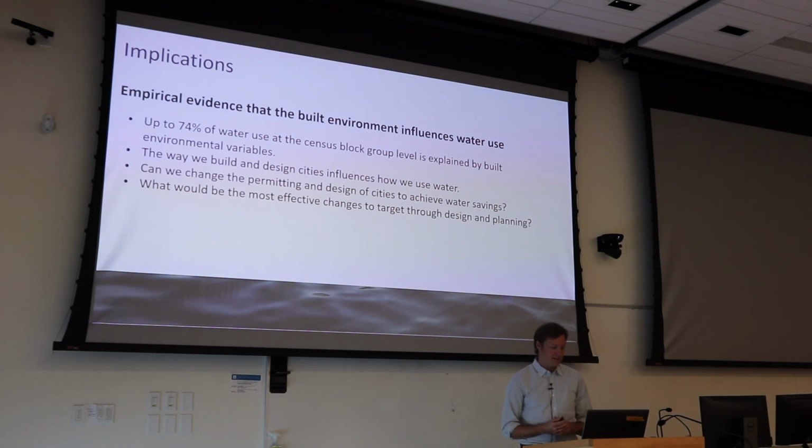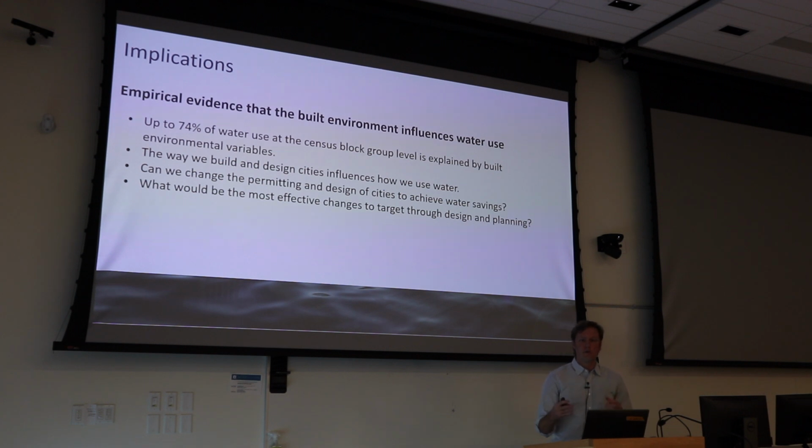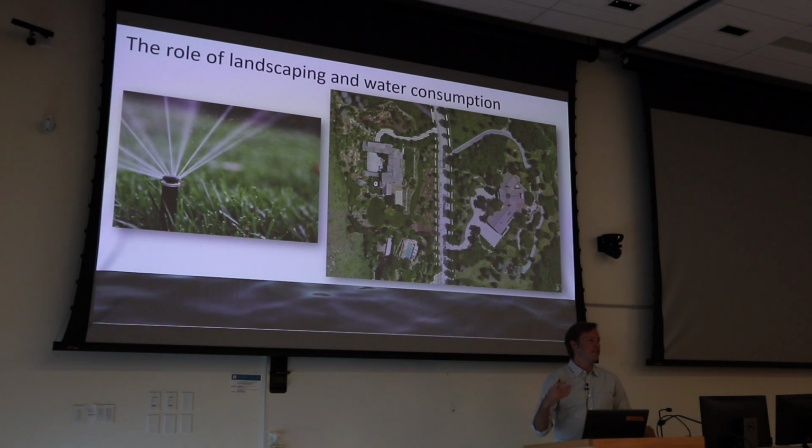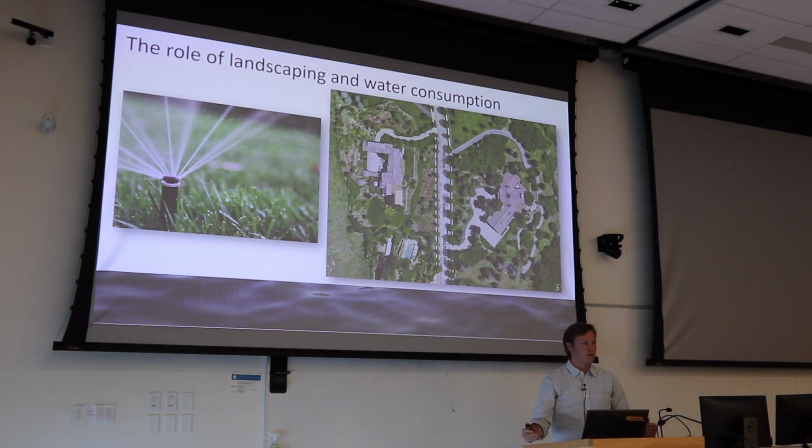So the question is, can we change the permitting and design of cities? And then what would be the most effective changes to target through design and planning? So if we can't do everything, what would be the most important? And the data is pretty clear there. It's how do we change landscaping in cities? Because that's where most of the water is going. You saw those huge seasonal swings in water consumption when we were looking at annual water consumption. And the good news, urban planners and designers can very much change how landscaping affects water consumption.